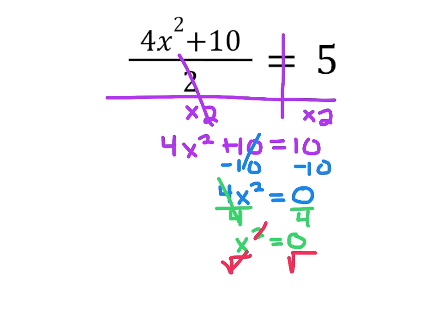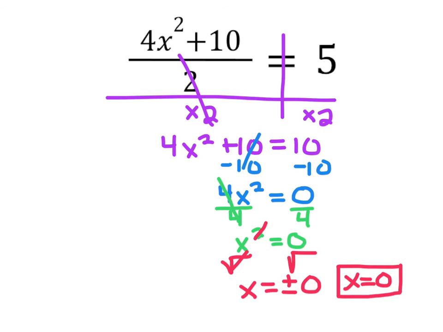Square root of x squared is just x, and we get a positive and a negative anytime we take the radical of a number. But folks, in this case, 0 can't be both positive and negative, so it's just x equals 0. There's our solution.